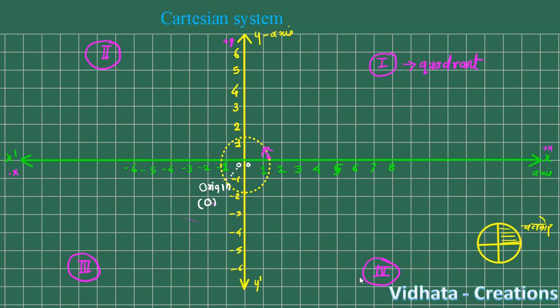This is about the introduction of the Cartesian system. Now in the next article we will study how to tell the position of a point when you find any point in a Cartesian coordinate system. Okay.